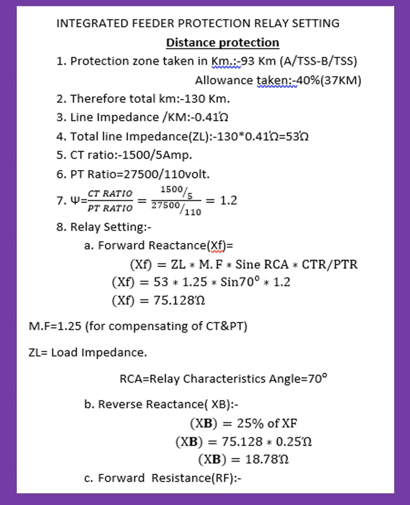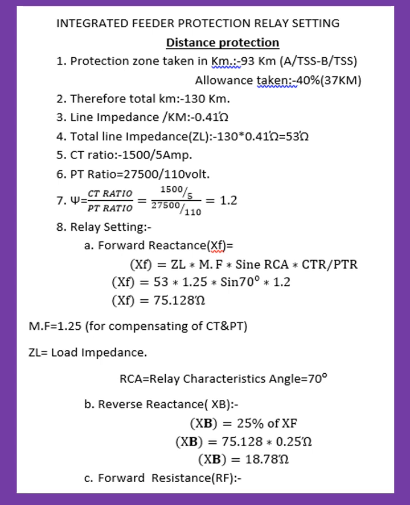CT ratio has been taken as 1500 by 5 ampere. PT ratio is 27.5 kV by 110 volt. CT ratio by PT ratio, how much is it coming? It is coming 1.2. Now forward reactance, it is called XF. We are taking the parallelogram characteristics of the impedance relay. Earlier there was a circle. Now it is shown as a parallelogram where the forward reactance, backward reactance, forward resistance and backward resistance are given.